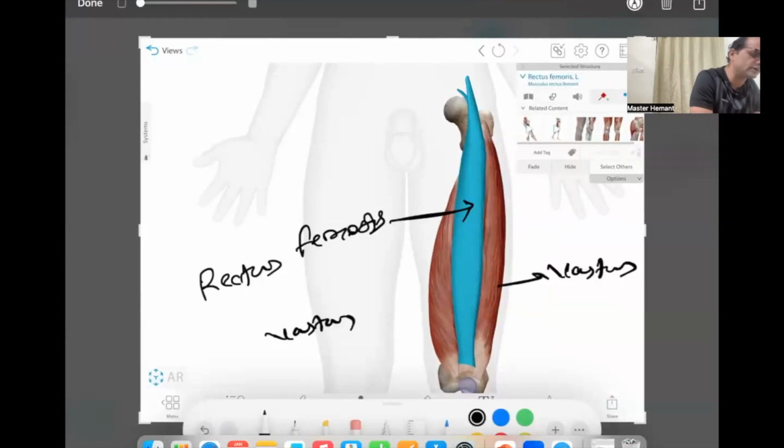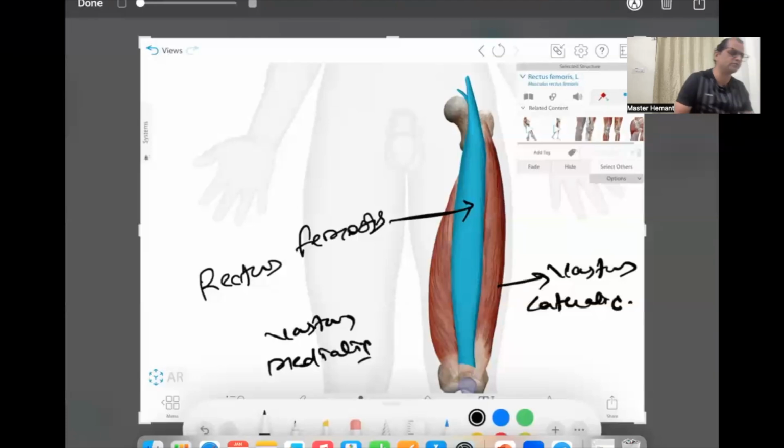The muscle on the lateral side is called vastus lateralis. The muscle on the medial side is called vastus medialis. And one more muscle in the center is called vastus intermedius. I will show you shortly.